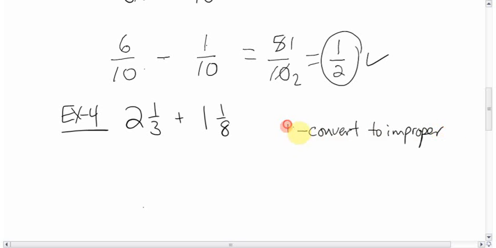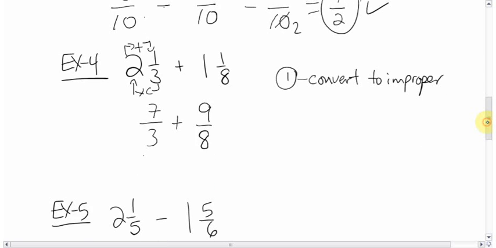So that would be step 1. Convert them both to improper. Remember how to do this? The bottom number times the big number plus the top number. 2 times 3 is 6, plus 1, 7, over, keep the bottom number, 3. Plus 8 times 1 is 8, plus 1 is 9, over 8.